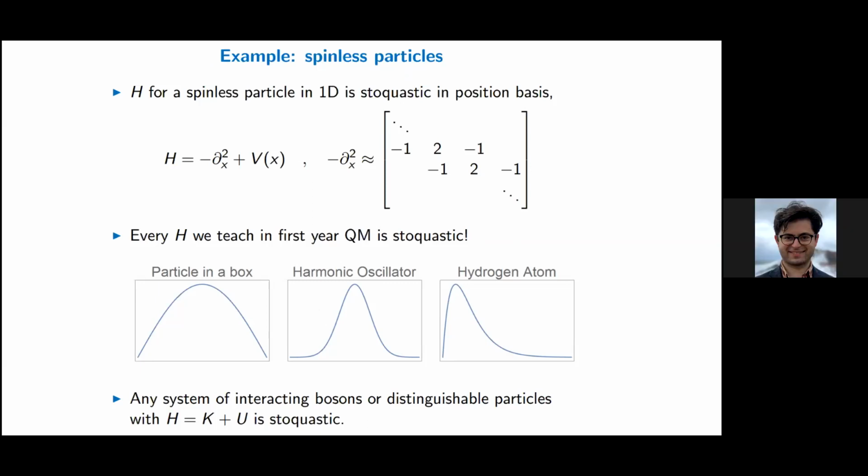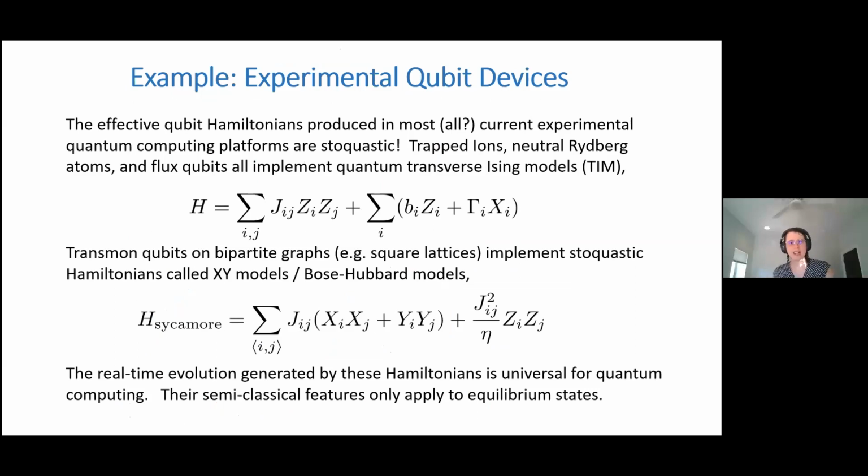Great, thanks. Okay, so now returning to the spin systems that are my main interest. One thing I like to point out is that all of these exciting experimental qubit devices, at least that I'm aware of, are all implementing effective Hamiltonians that are stochastic. Some of these platforms you may have heard of: trapped ions, neutral atoms, superconducting flux qubits. These tend to implement these quantum transverse Ising models.